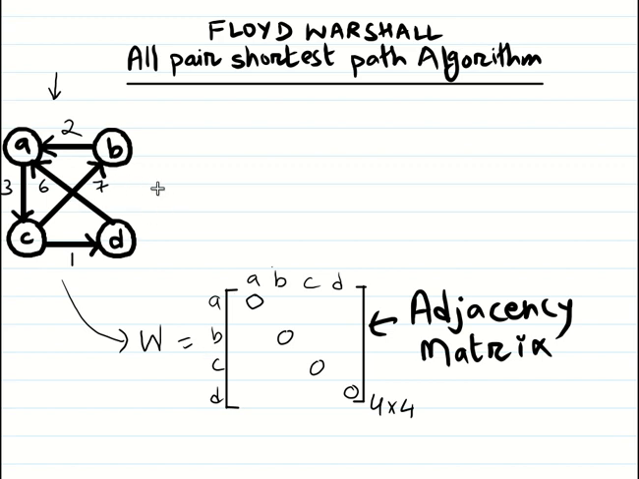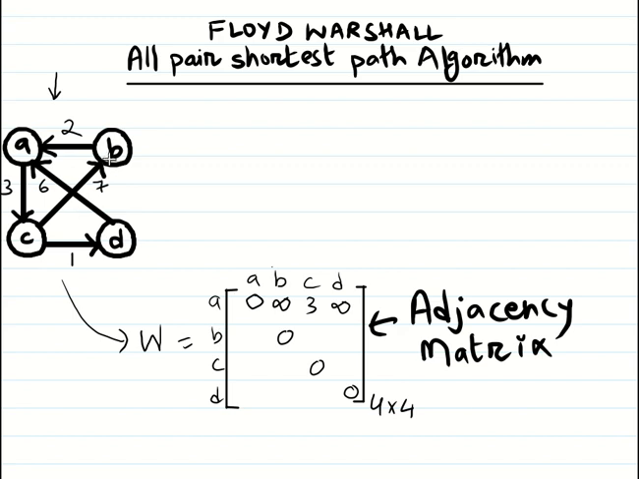Now let's see if there is a direct path from A to B. A to B, there is no direct path. So if there is no direct path, there is no path from A to B, so we'll mark it as infinity, a very big number. A to C, it's 3. A to D, there is no direct path. We have a path from D to A, but not from A to D, so it's again infinity.